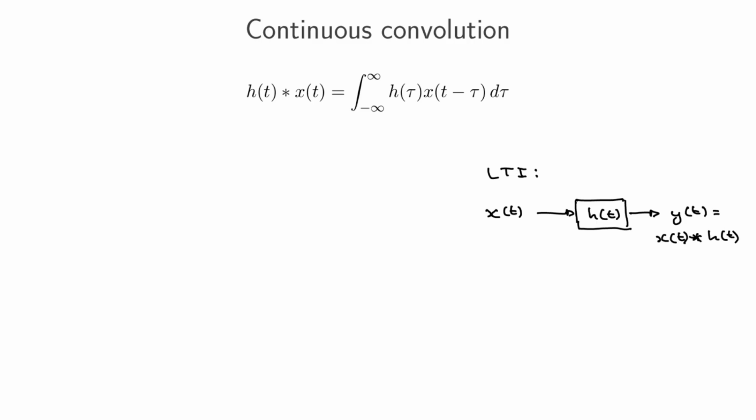Can I say that word? Commutative. Okay? It means that you can just flip them, and you have x(tau) times h(t minus tau) d tau, which is just the same as x(t) convolved with h(t). Which is kind of cool.